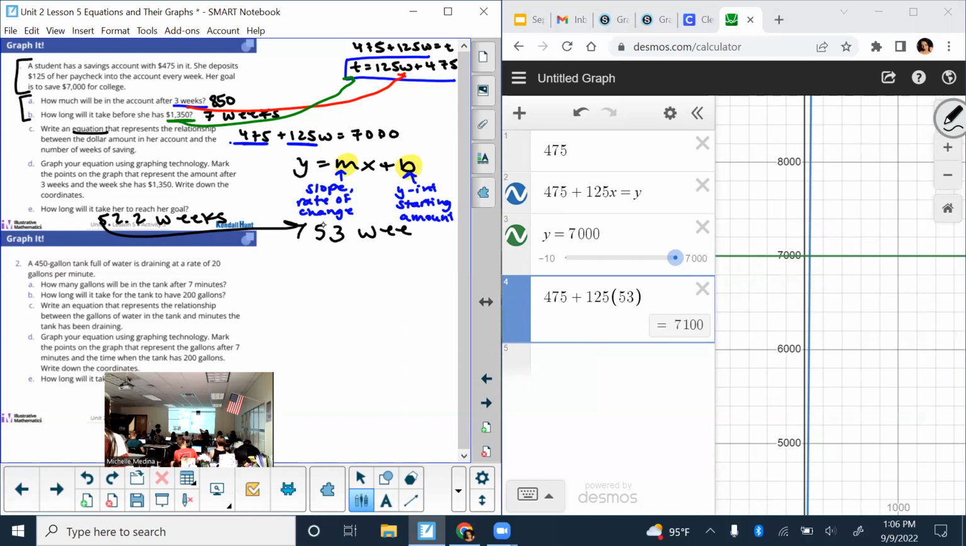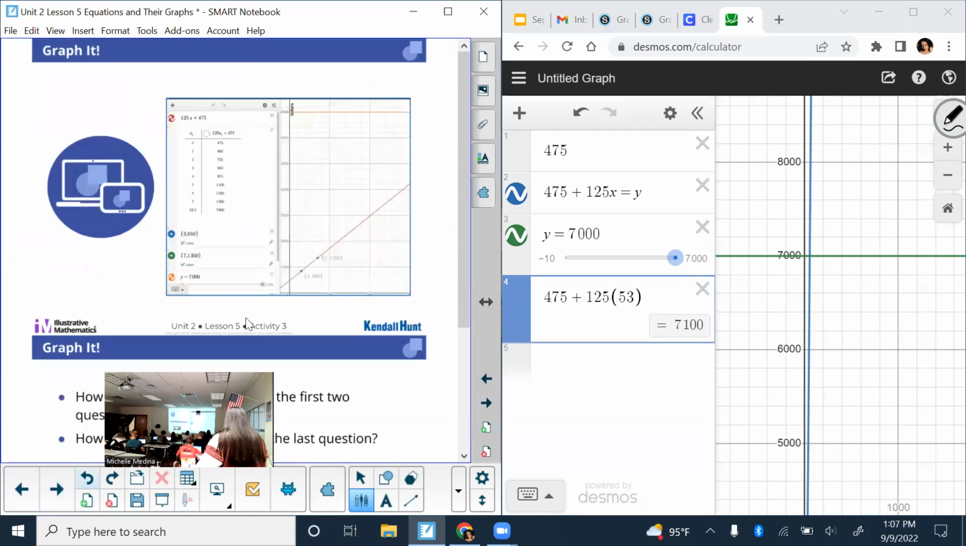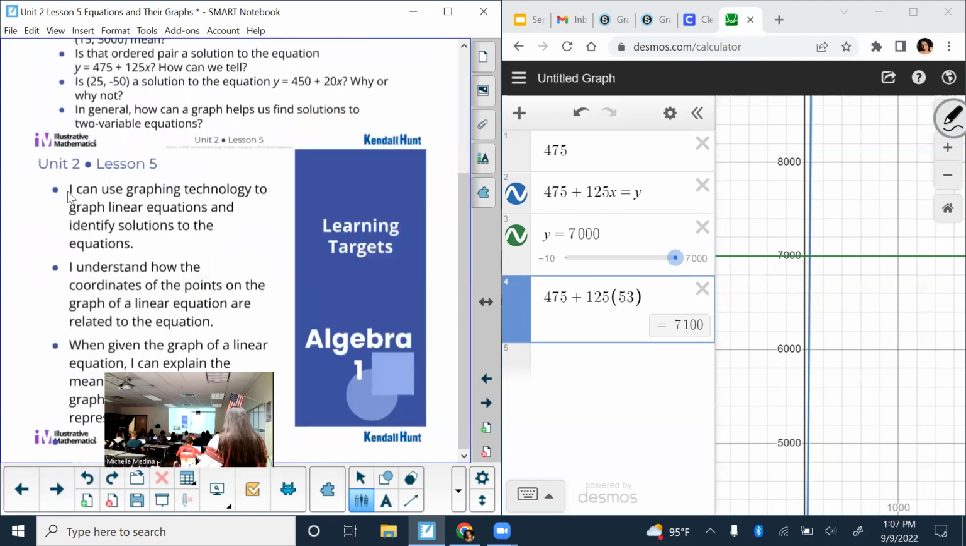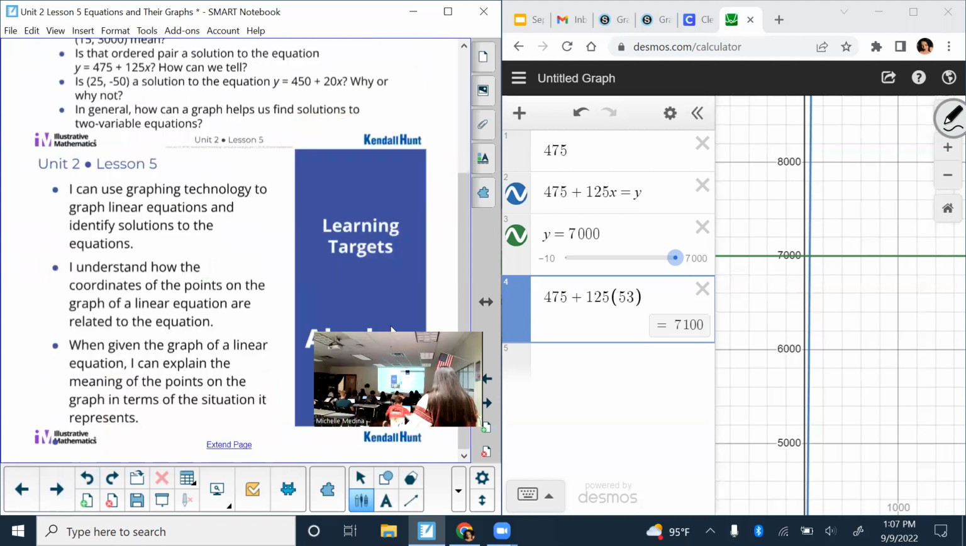All right, sorry it took so long. It took the longest in this class, but it's okay. I think we made some breakthroughs. So don't pack up now, just keep working on your puzzle piece. These are our learning targets. We learned how to use graphing technology. We learned that coordinates are the solutions when they're on the line. And explaining the meaning in terms of the real world.